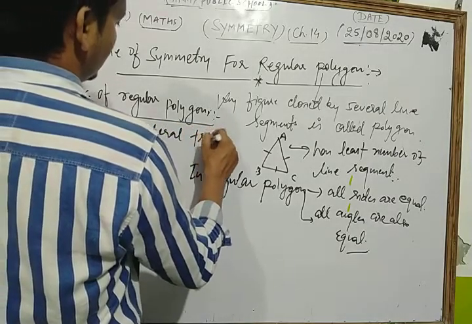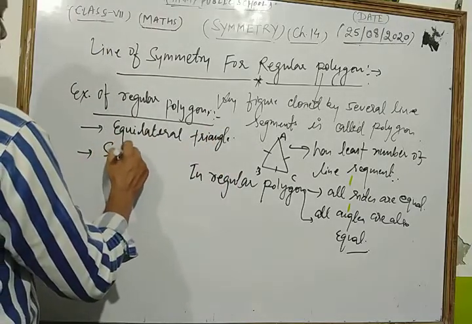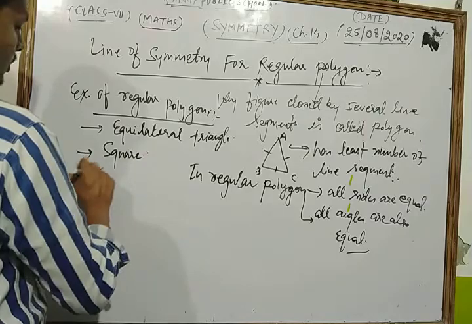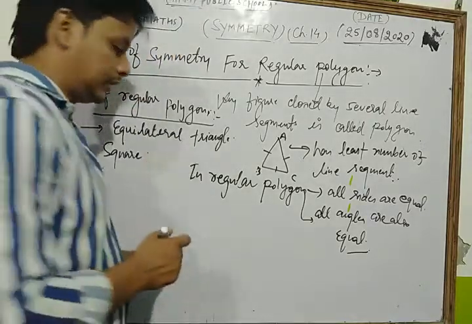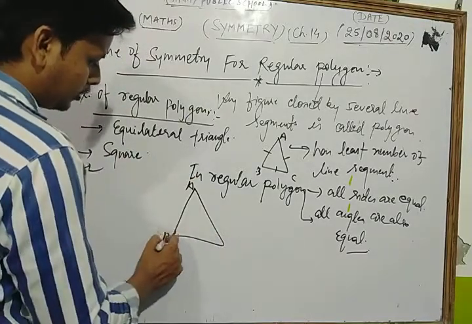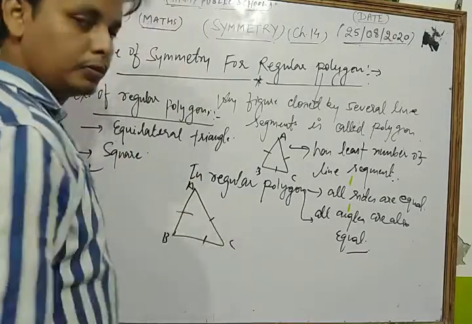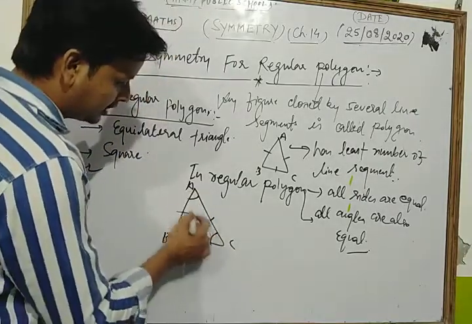Equilateral triangle. Second one is square. Because you know that very well, dear student, in an equilateral triangle all sides are equal, AB is equal to BC is equal to CA, and each angle is equal to 60 degrees.